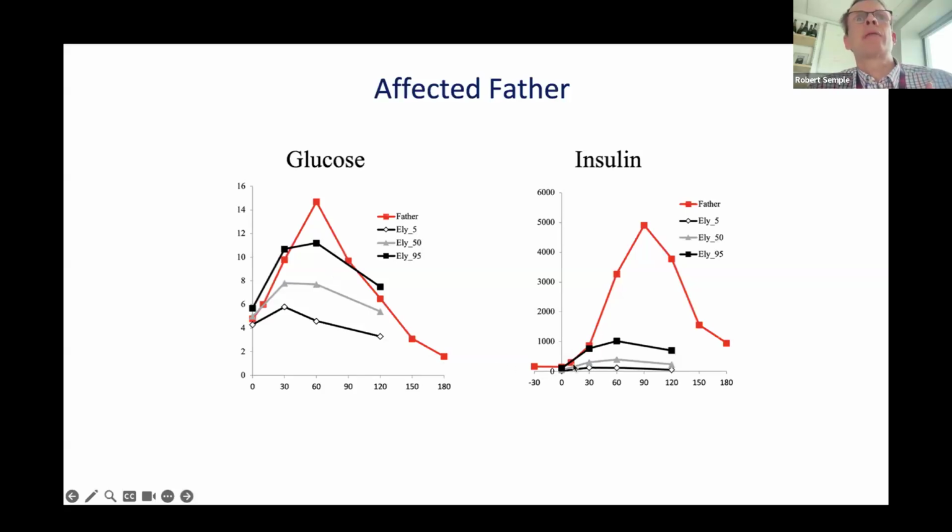His insulin levels were relatively more unremarkable, but you can see in the face of his big glucose load, he was going up to 5,000. So he had severe insulin resistance as well, but a much more male presentation of it in middle age. And this is an incredibly common pattern.